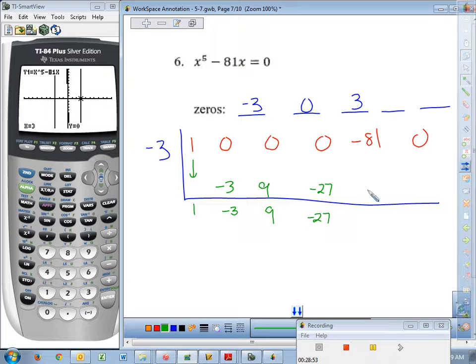That would be 81, right? And then you get 0 here. But this isn't our remainder, correct? We still got to keep going. Negative 3 times 0 is 0. And then there's your remainder of 0.